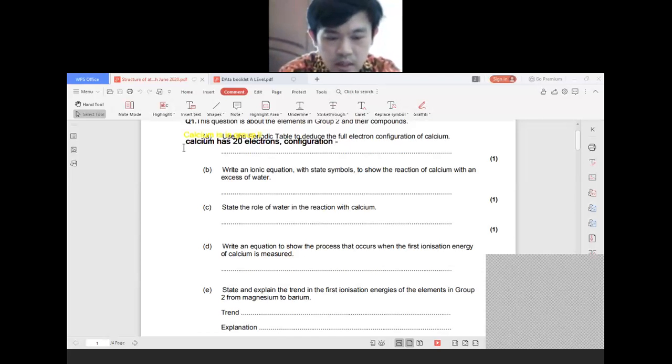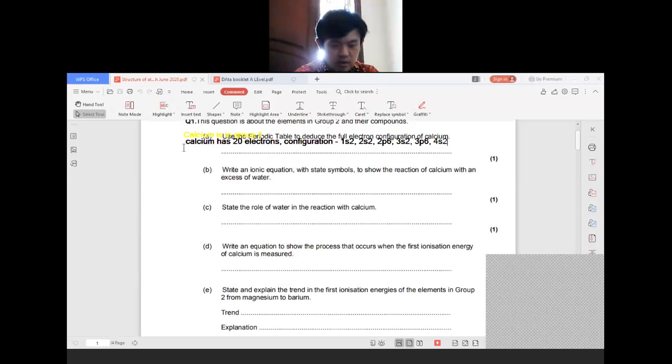is 1s2, and then 2s2, and then 2p6, and then 3s2, and then 3p6, and then the last is 4s2. Okay, this is the configuration of calcium. And then write an ionic equation with state symbols for the reaction of calcium with an excess of water.